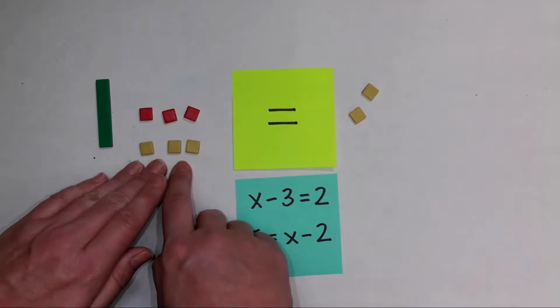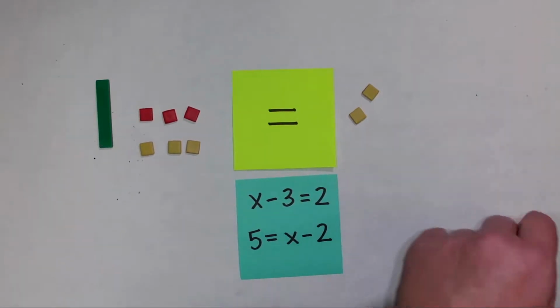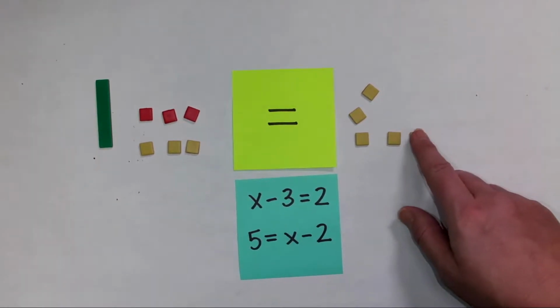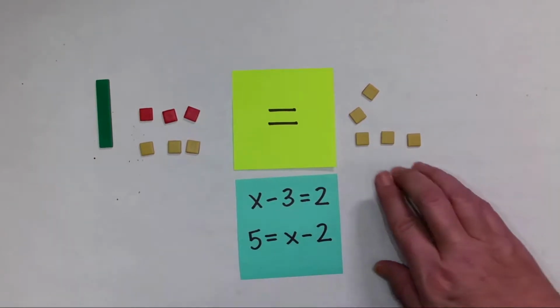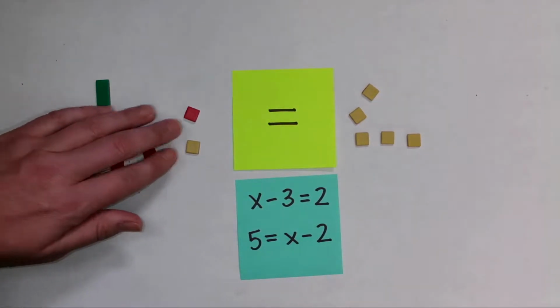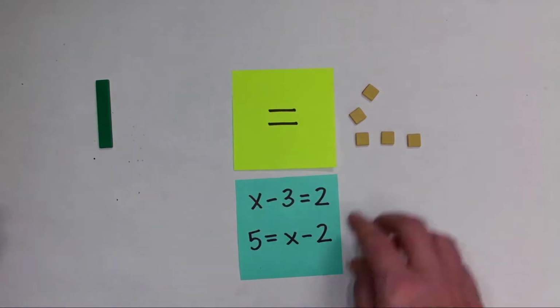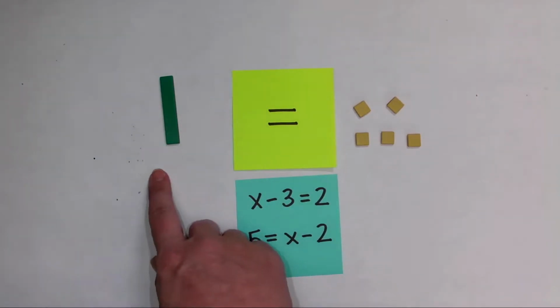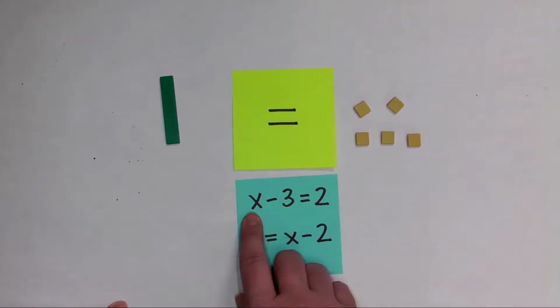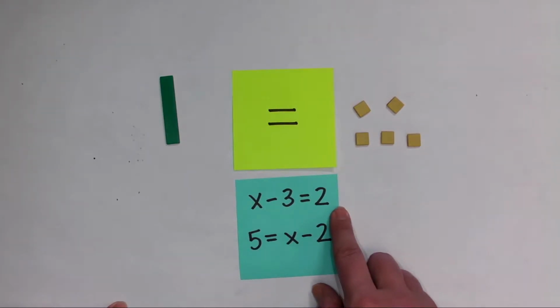But whatever we do to one side of the equal sign, we also have to do to the other side of the equal sign. So I'll bring in 3 positive units because I just did that here and I want to do that there. Now let's go ahead and remove our 0 pairs. I could create 3 of them. And so here I can see that x equals 5. And if I plug that back in, 5 minus 3 does equal 2.